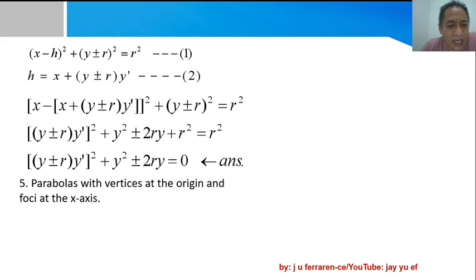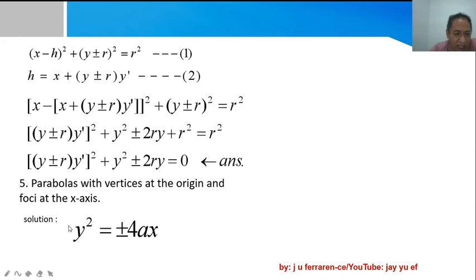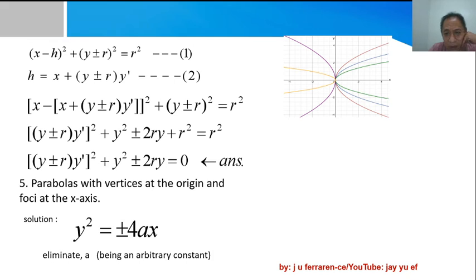If you have a parabola with vertex at the origin and focus on the x-axis, that means your parabola will open to the right or to the left. You know the equation of a parabola that opens to the left or right, so you have the option of not showing the graph of your parabola. Now, there is no other constant except for a. The plus indicates that the parabola will open to the right, and if it is minus, the parabola will open to the left.